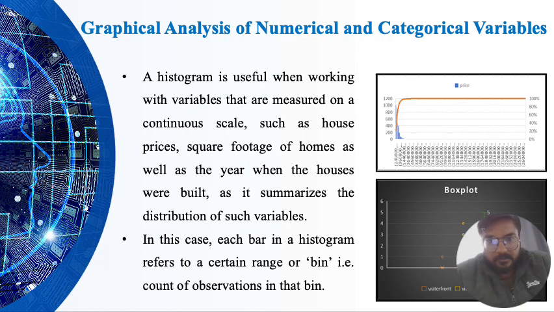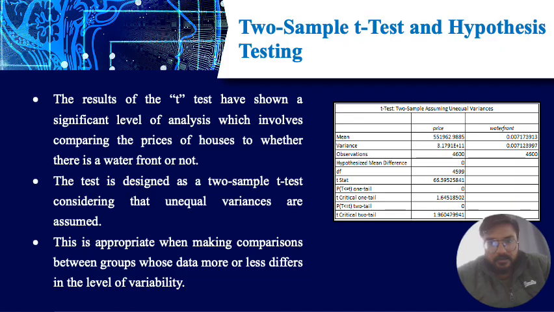The next slide is graphical analysis of numerical category variables. A histogram is useful when working with variables that are measured on a continuous scale, such as house price, square footage of homes, as well as the year when the houses were built. It summarizes the distribution of such variables. In this case, each bar in a histogram refers to a certain range or bin, and is a count of observations in that bin.